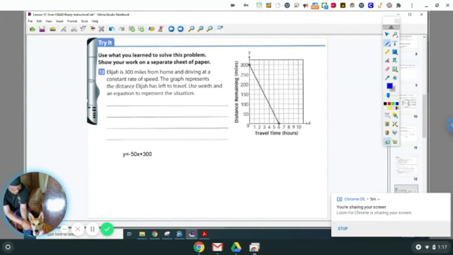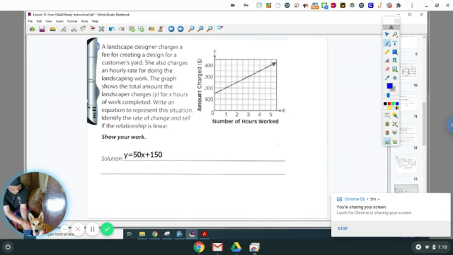So this one says Elijah is 300 miles from home and driving at a constant rate of speed. So this is the 300 miles. This is the start, and that's the reason why this is right here. And then at 1 hour, it goes down to 250. He's going down 50 miles an hour. So you can write it as y equals 300 minus 50x. He's decreasing 50 miles per hour in a sense of distance remaining. So he's driving basically 50 miles an hour.